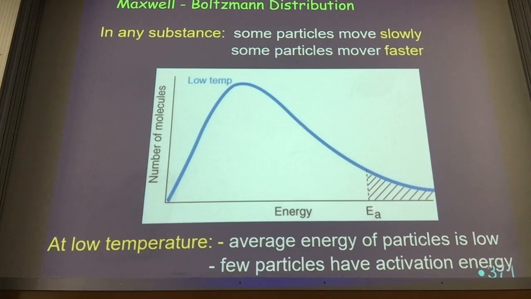Now, activation energy is a measure of how much energy is needed to break bonds. So if the particles are moving fast enough, they're going to have enough energy to break bonds. They're going to be over that activation energy barrier. And at low temperature, there's only a small proportion of the gas molecules which have enough energy to break bonds, which are moving fast enough to react.